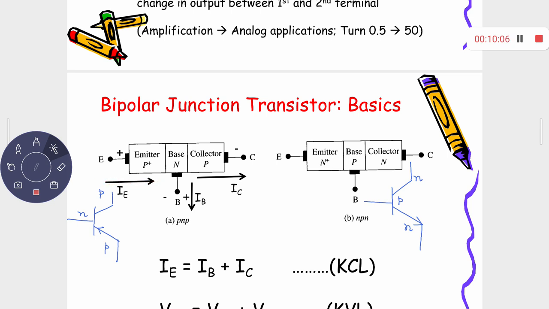Suppose I have, say, 100 such holes crossing the junction. Out of 100 holes, suppose one hole is recombined over there and the rest 99 holes are ultimately collected. So your emitter current has two components. One is the base current component, the second is the collector current component. So IE is equal to IB plus IC. That is the KCL that you can apply over there. KCL is true for PNP as well as for NPN. Only the direction is different. For PNP, the direction is this one. IB entering, and IE and IC leaving. And for NPN, it is something like that.